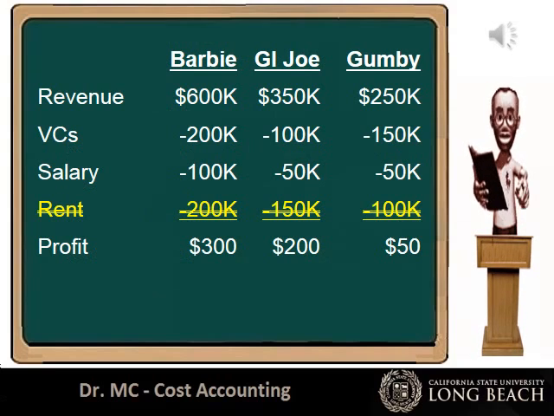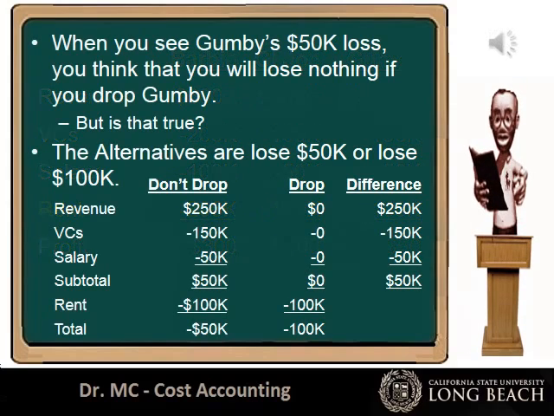When you ignore the common rent, you see that Gumby actually makes $50,000, which helps pay the rent. It may not be enough to pay Gumby's share of the rent, but it is something. If you drop Gumby, you will lose the $50,000 that Gumby generates, but you will still have to pay the rent. When people see the $50,000 loss allocated to Gumby, they generally think that the alternative to the $50,000 loss from making Gumby is to lose nothing if you don't make Gumby.